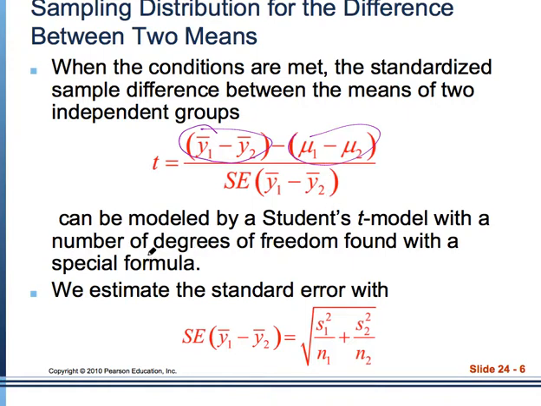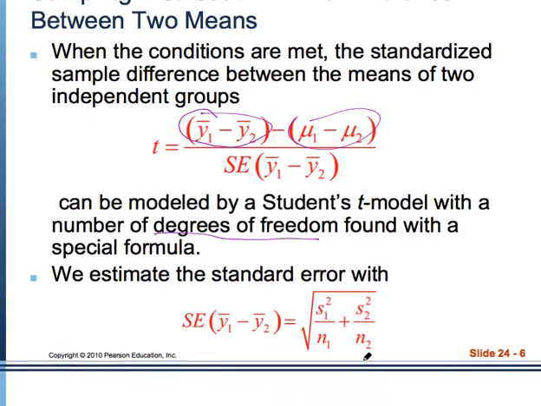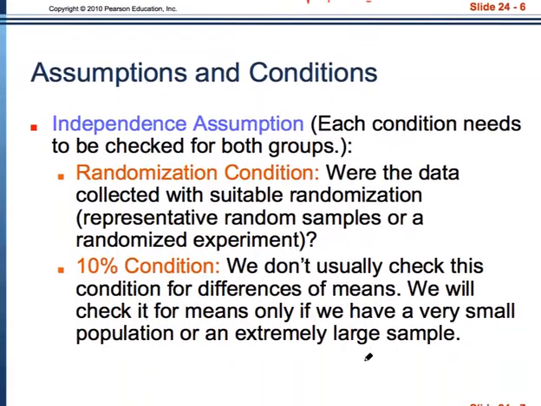Okay, the degrees of freedom is a special formula that we are going to be looking at, and the calculator is actually going to figure this out for us. All right, so we estimate the standard error right here, same as we did before. N1 is the number in sample 1, or how many people are in sample 1, and N2 is how many people are in sample 2. But I'll get back to degrees of freedom.